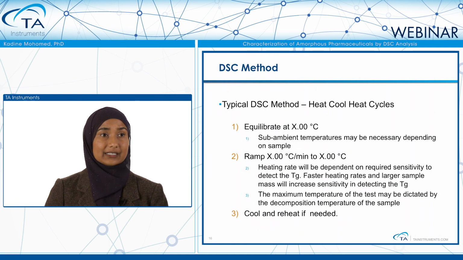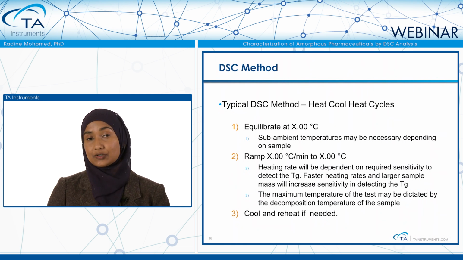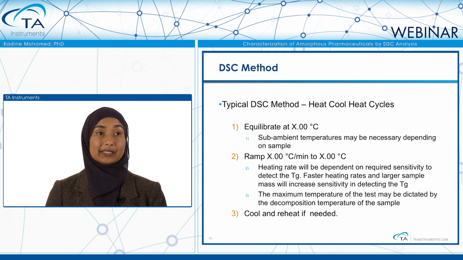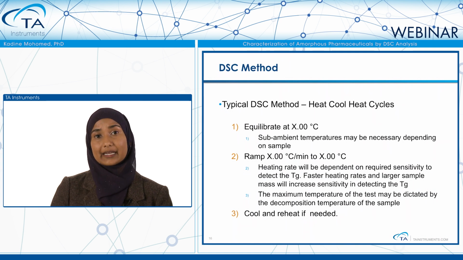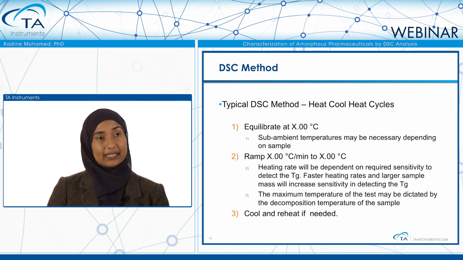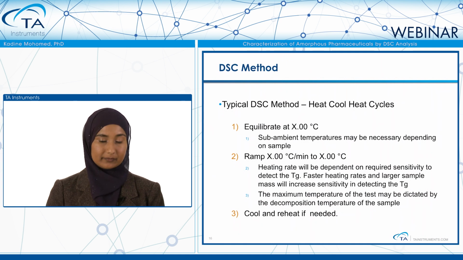The upper temperature limit of the temperature ramp can be dictated by the decomposition temperature of your sample. So if your material begins to decompose at 150 degrees Celsius, you may want to ramp through the Tg to a temperature above the Tg, but stay below the decomposition temperature. Sometimes the DSC can be used to determine what is the decomposition temperature of a material. In that case, you may heat through decomposition. The material may go through an endothermic or exothermic process for decomposition. If you plan on doing a heat, cool, reheat cycle, that first heat cycle should stay below the decomposition temperature.